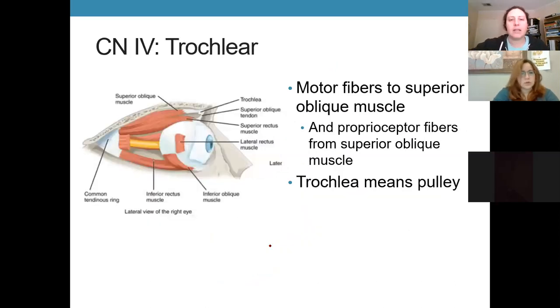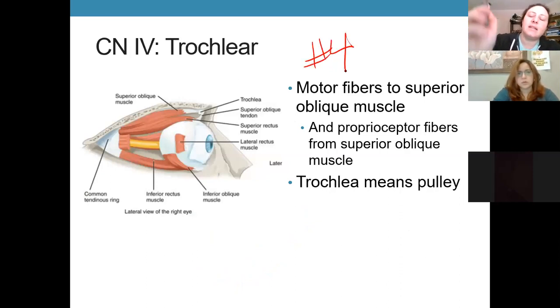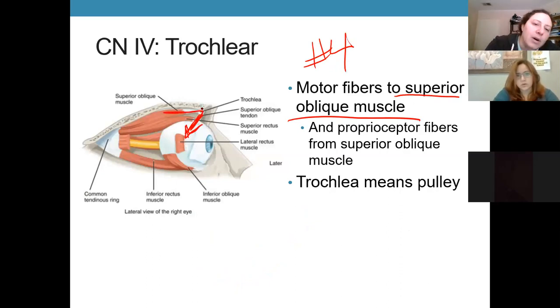Number 4 is the trochlear nerve, and the trochlear nerve controls a single extrinsic eye muscle, the superior oblique. Now, the reason it's called a trochlear is because this oblique muscle, in order to insert at an angle on the eyeball, runs through this little connective tissue pulley, and trochlea means pulley. So we named it after that, and that's what it does, okay? So 1 muscle controlled by this nerve.